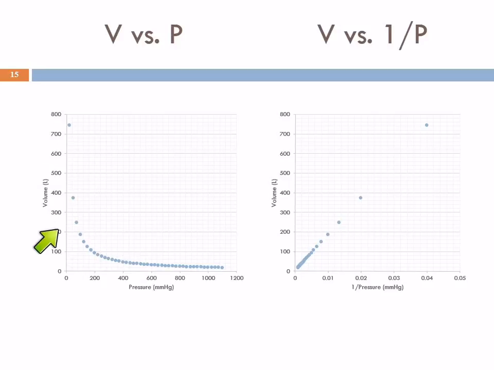Here are those graphs. Here's volume versus pressure. It's a curve. If we graph volume versus the reciprocal of the pressure, 1 over the pressure, we get a nice straight line. It has an intercept of 0 and a slope of 1. That allows us to predict what's going to happen when we change the pressure or change the volume of a gas.